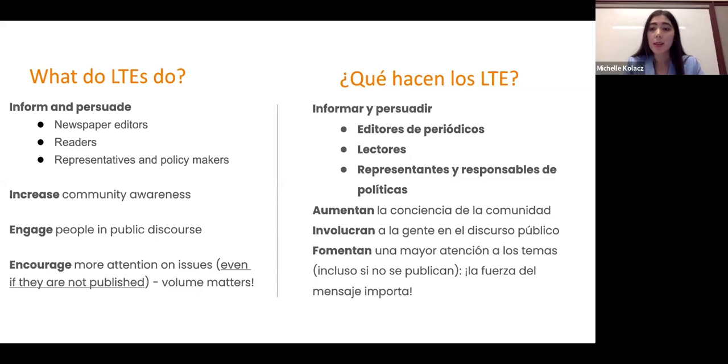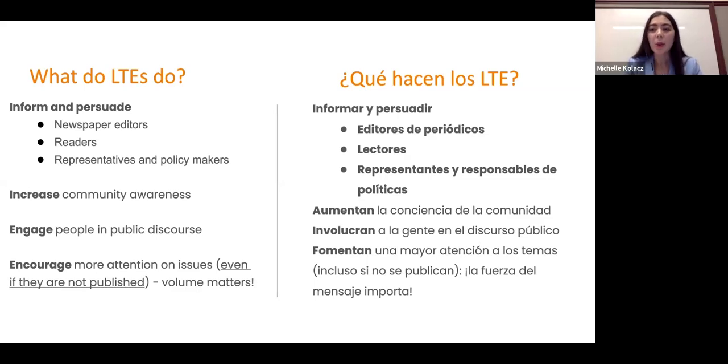A lot of times representatives have their staff monitoring LTEs, and if their name is mentioned, they actually get notified by their staff. And so this is a really good way to call attention, again, in a very public manner, to create that discourse and bring attention to different topics. Building on that, it does increase community awareness.